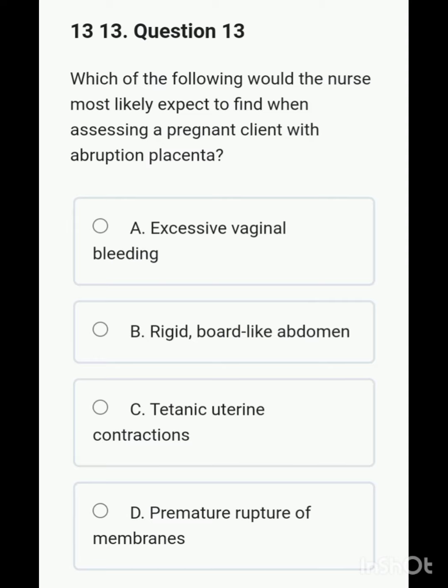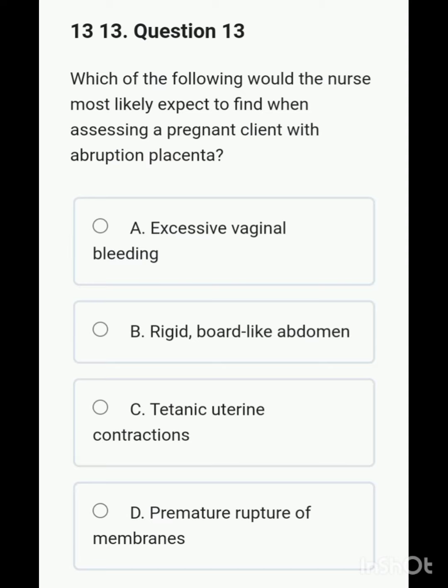The 13th question is, which of the following would the nurse most likely expect to find when assessing a pregnant client with abruptio placentae? Abruptio placentae means the separation of the placenta before reaching term pregnancy. That means before 36 weeks the placenta is separated from the uterine walls, so that is called abruptio placentae.